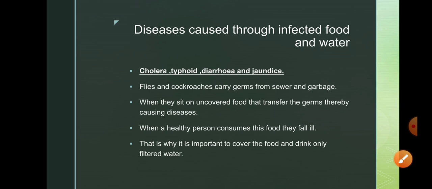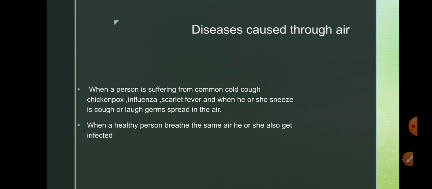Now let us understand the diseases which are caused through infected food and water. Cholera, typhoid, and jaundice are diseases which are mainly caused by contaminated food and water. Flies and cockroaches may sit on dirty places, and then sit on food items or water, and pollute them, covering them with germs, and hence cause diseases. When a healthy person consumes this food, they fall ill. So it is always necessary to cover the food and drink only filtered water.